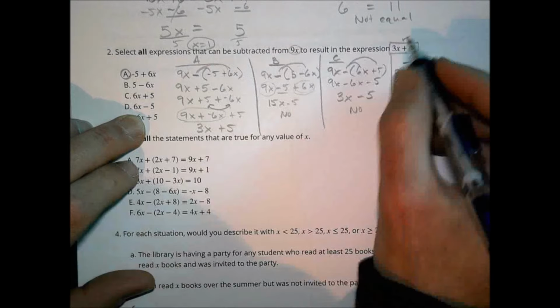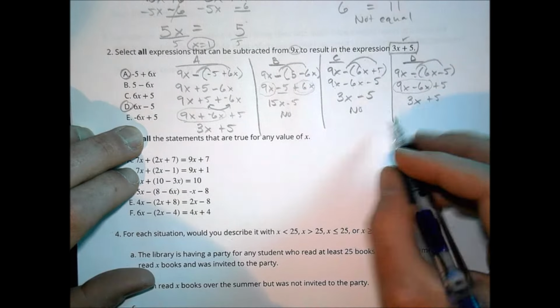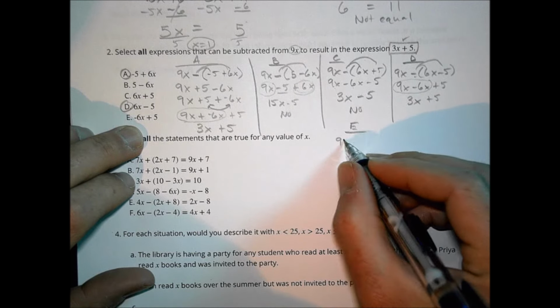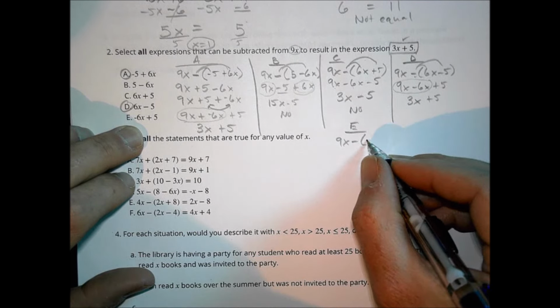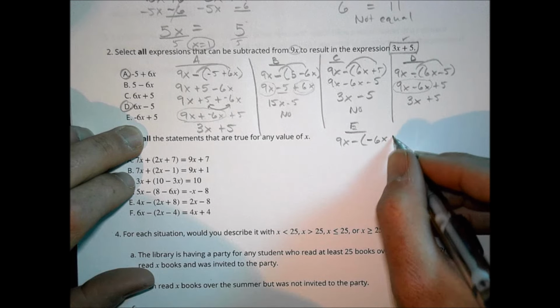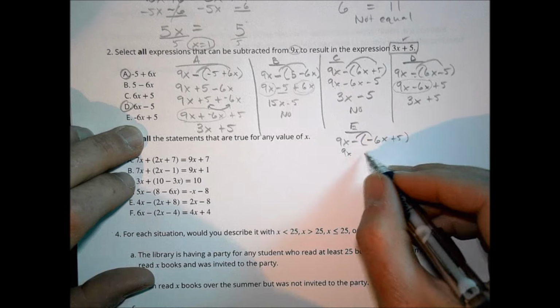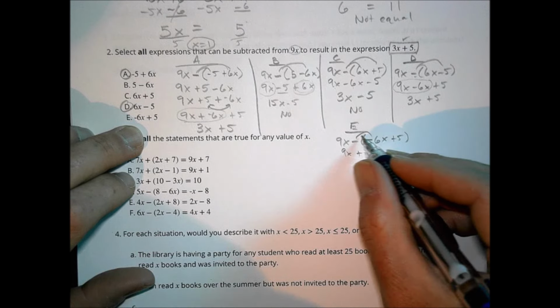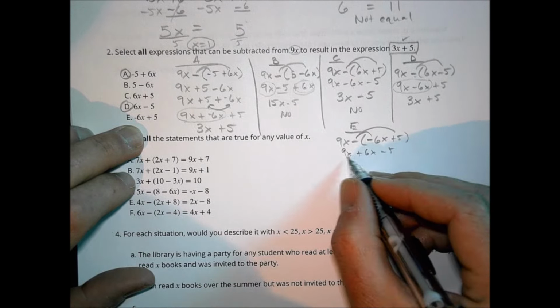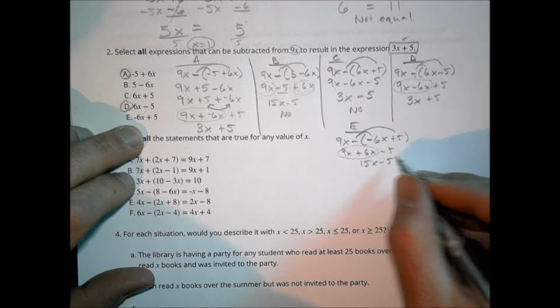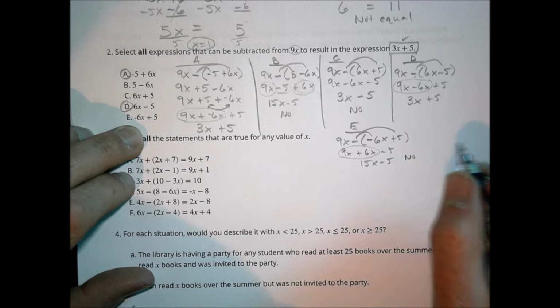It matches there. And our last one, choice E, we have 9x minus, and in parentheses, negative 6x plus 5. We're going to bring down the 9x, distribute, so that becomes a plus 6x, and then minus 5. So 9 plus 6 becomes 15x minus 5, and that is also going to be a no.